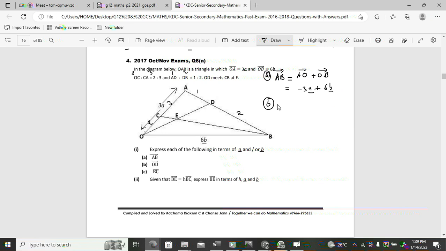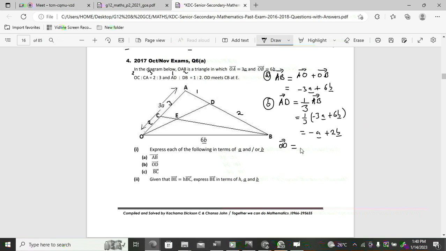The second one, we want to find OD. For us to move from O to D, we should know either AD or DB, any one of those. So let's find AD. From the ratios, AD is 1 out of the total, which is 1 plus 2, a 3. So AD is 1 over 3 of AB, and we've already found AB is negative 3a plus 6b. 1 over 3 times negative 3a is negative a, and 1 over 3 times 6b is 2b. We found AD.